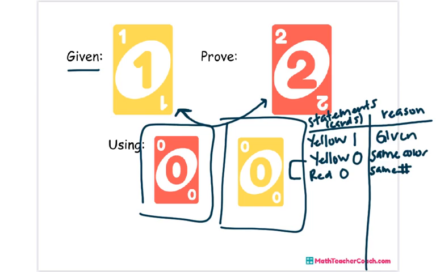Okay? And then lastly, we get to our red 2. And why did we use red 2 after using red 0? Because it was the same color. And there you go. That is a proof for Uno.